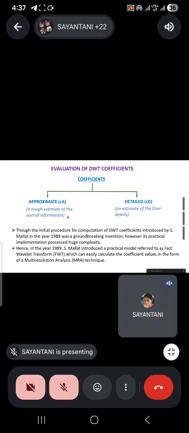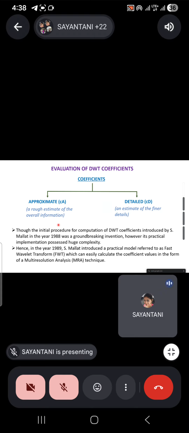So this is the concept of approximate coefficients. It gives you a rough estimate of the overall information. And the other pictures which you have captured by changing the zooming angle of your camera, that is for the bark and the leaves and the structures of the tree, are giving you the finer details. That means they are giving you the detailed coefficients.